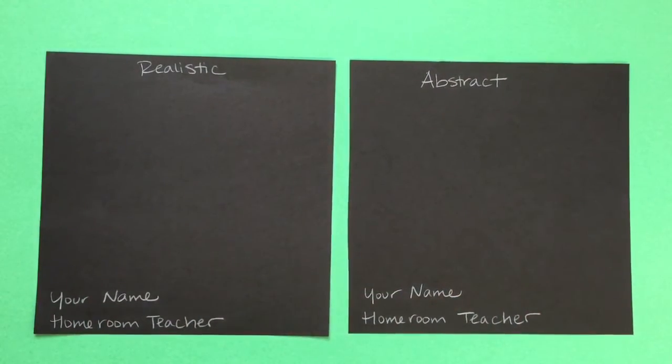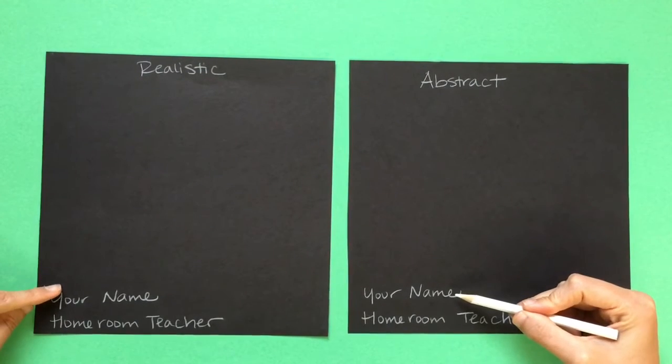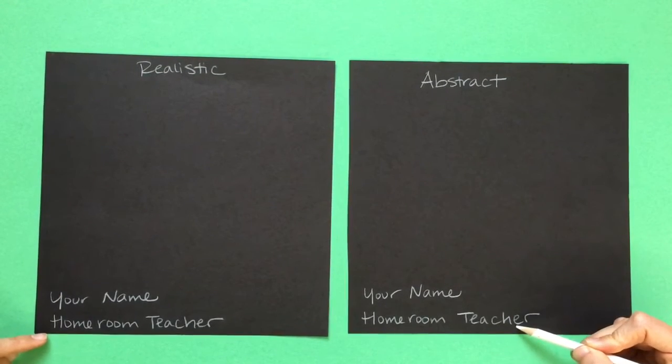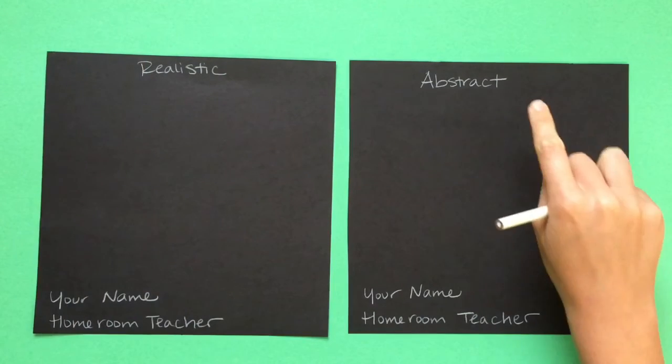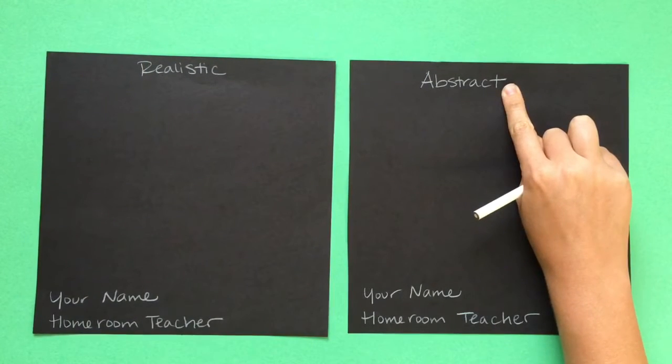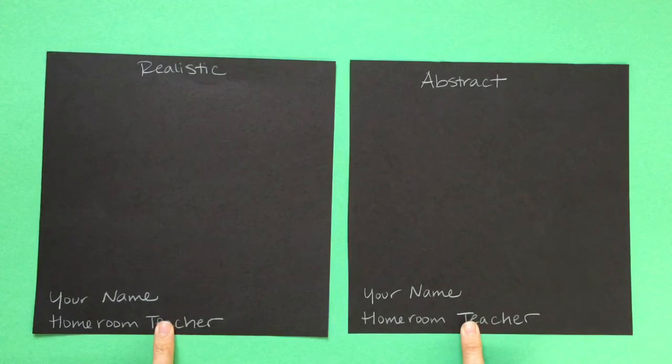On the back of both of your papers, you are going to write your name and your homeroom teacher's name. On one paper, you're going to write the word realistic, and then on the other paper, you're going to write the word abstract. These two examples are going to be taped to the door, so if you need a reminder of what you need to write, you can go ahead and look at the door to see what needs to be on the back of your paper.